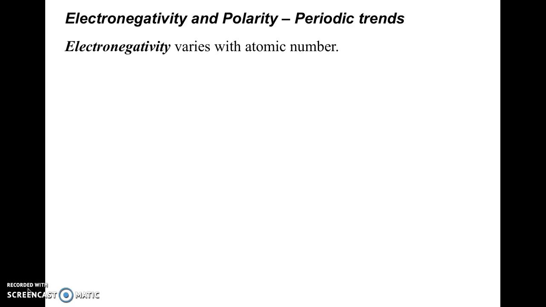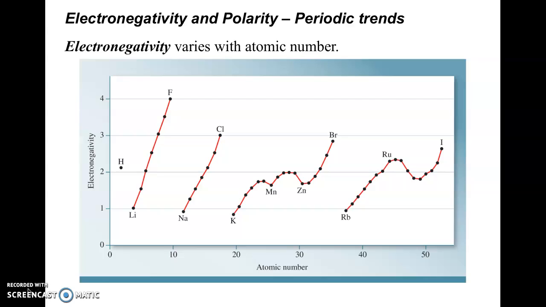All right, so electronegativity varies with atomic number, as we saw in the periodic table. And in fact, you can chart this and you see that it increases as you go across a period. Look at lithium to fluorine, very definite. Remember, fluorine has the highest electronegativity. In the next row, sodium through chlorine, it's a little bit less pronounced, but the same general trend.